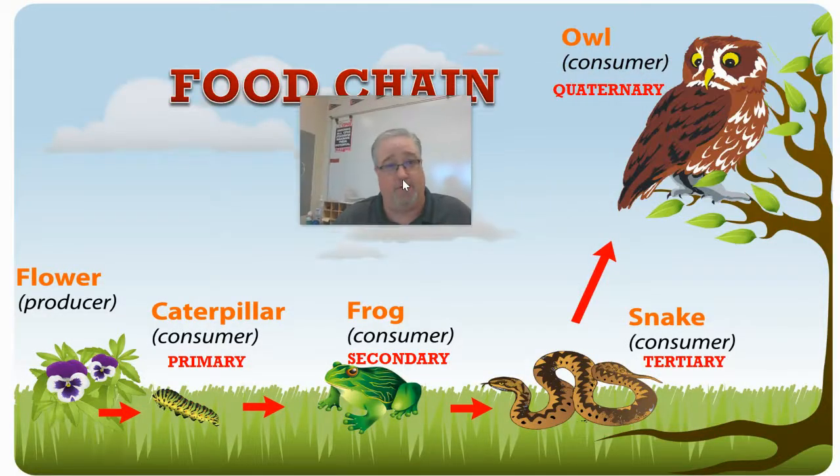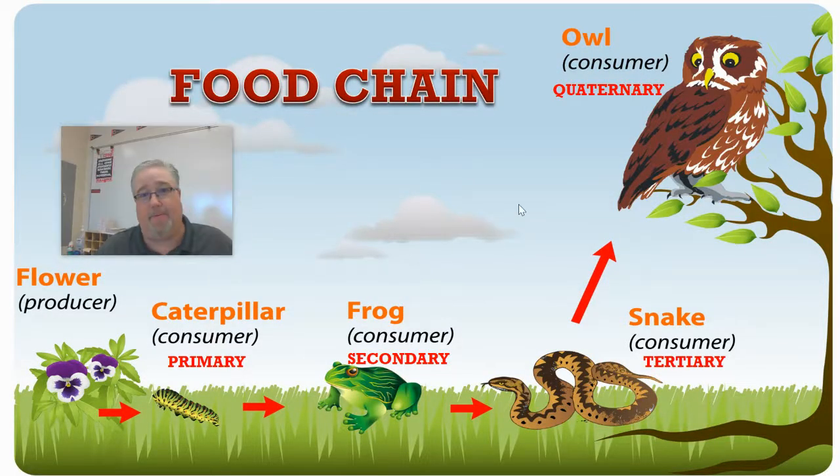So that leads us to a food chain. So here's an example of one here. If we start over here on the left, food chains always start with a producer. So in this case, the flower is the producer. And then we have an organism that strictly feeds on that producer. So that would be a caterpillar. In this case, caterpillars just eat the flower. They just eat the plant. So they would be the primary or the first consumer.